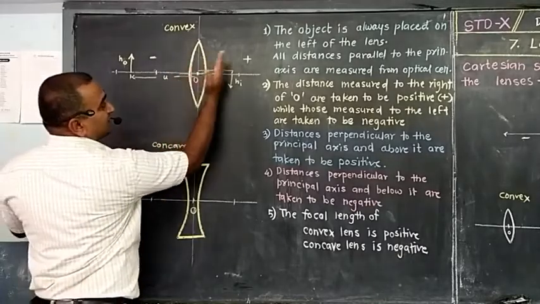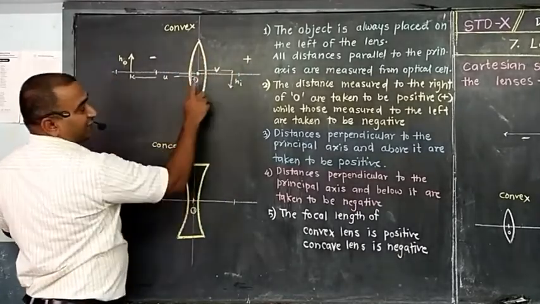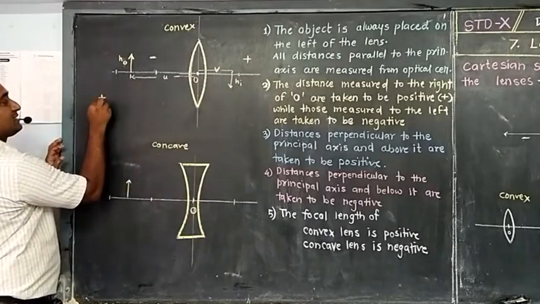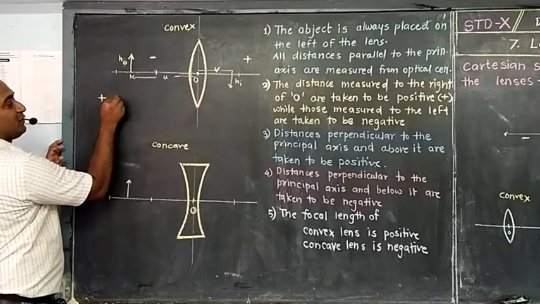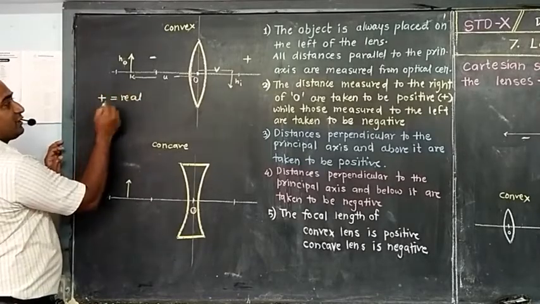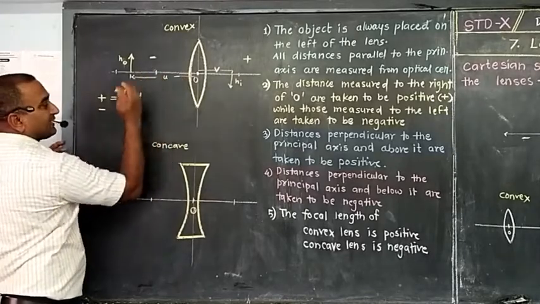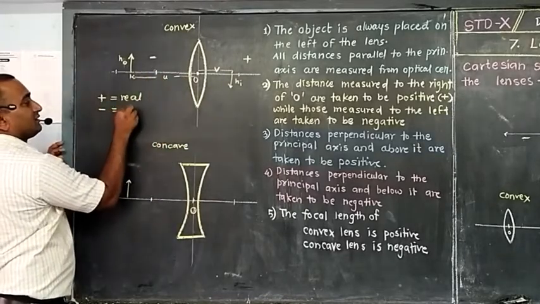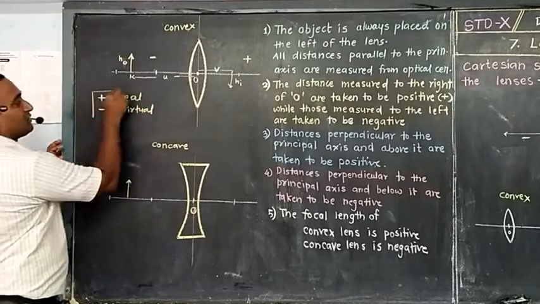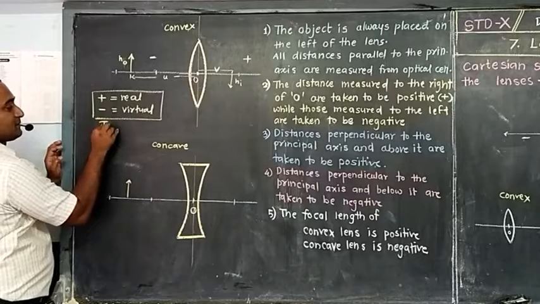When the image distance is positive, definitely a real image we are getting. But if it is negative, that means we are getting the image on this side, and this is a virtual image. So this is all about the image distances.